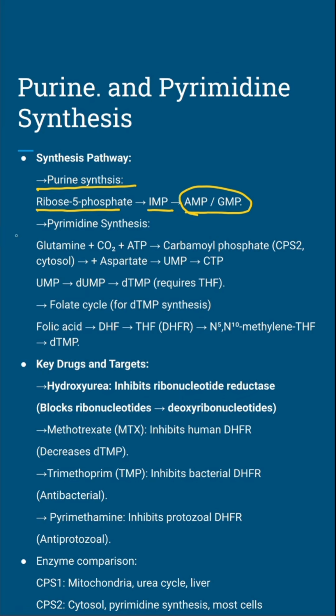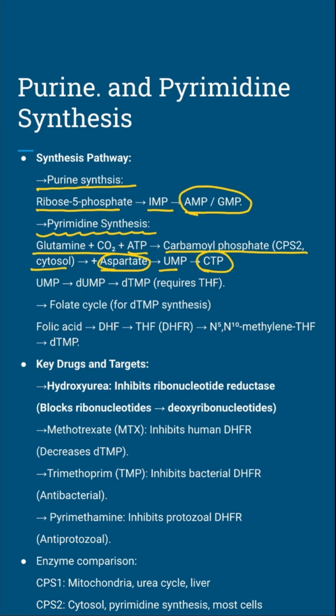Now on to pyrimidines. Here's the twist: we build the ring first, then attach it to the sugar. It starts with glutamine plus CO2 plus ATP, catalyzed by CPS2 in the cytosol, forming carbamoyl phosphate. Add aspartate and soon you're holding UMP, the first true pyrimidine.